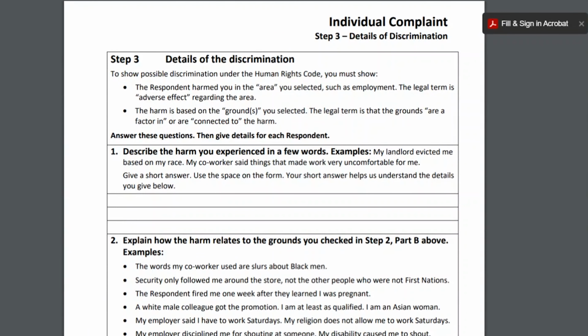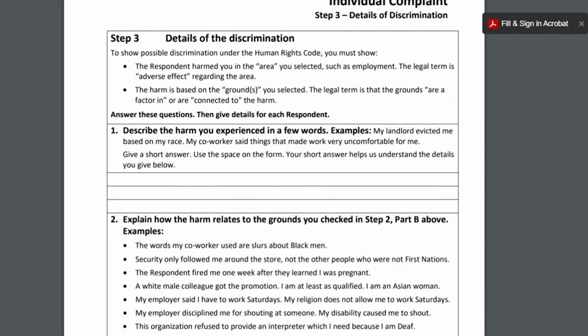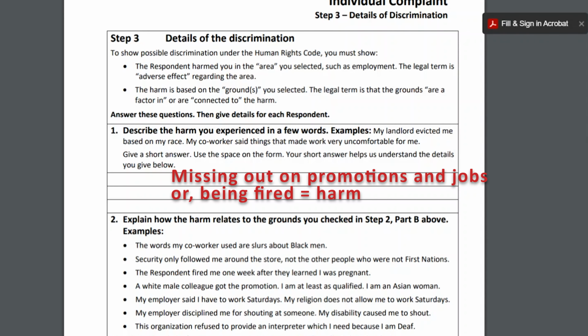Here, the form is asking you to describe the harm you experienced in a few words. Harm can be classified all sorts of ways: physical, emotional, and financial, for example. Feeling uncomfortable, unsafe, or humiliated are all harms. Losing out on a promotion, a job, or other financial opportunity is harm. Being fired for a reason connected to your protected trait or grounds is harm.